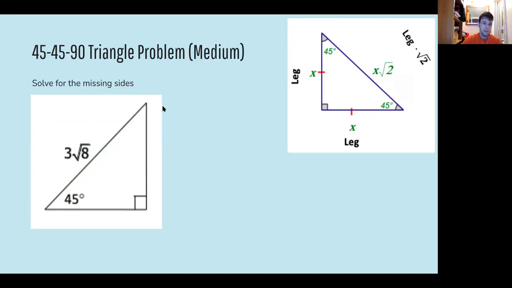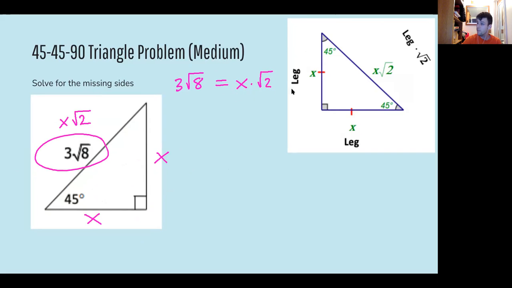All right, the next one, we know the length of the hypotenuse. It's actually a funny length because it is not a reduced fraction, but that's okay. The hypotenuse, remember, is x root 2, so we can use this to figure out the lengths of the legs, which are x's. I like to set up an equation: 3 root 8 is my hypotenuse, and that is equal to x times root 2. By solving this equation for x, I will have solved for the length of the legs. So I just need to divide both sides by root 2.